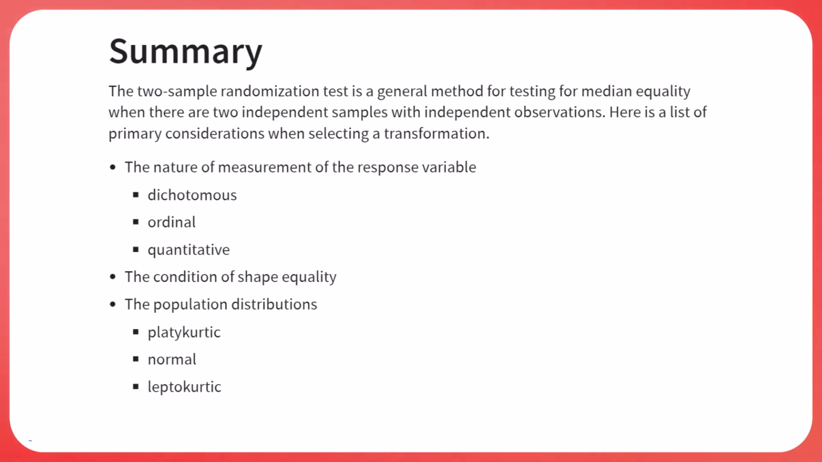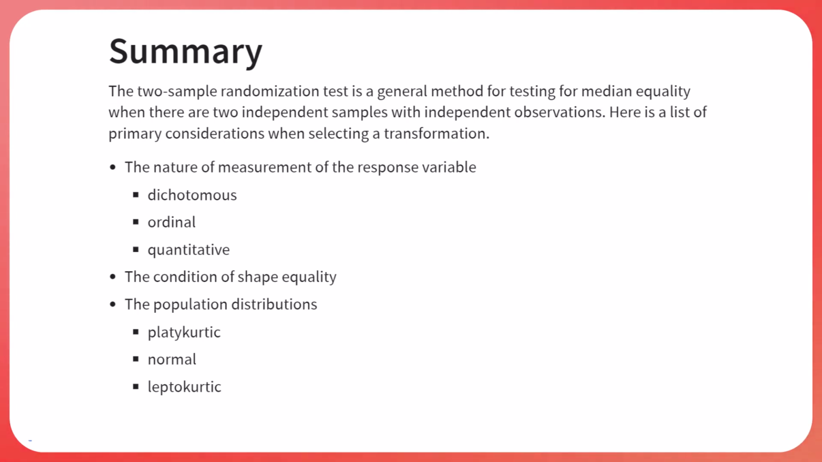So unlike when we did two-sample parametric inference, in which we were using the t-test, we now have an option when we don't have shape equality. When we're using the t-test, not only do we assume that we have shape equality, we assume that the shape is a normal distribution. Here we do not have to worry about that.